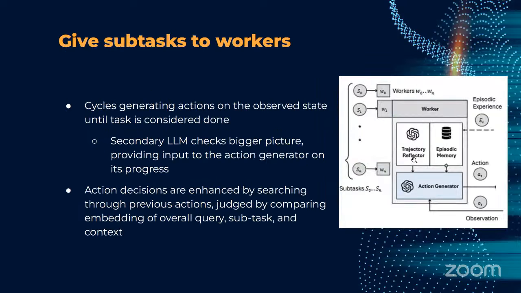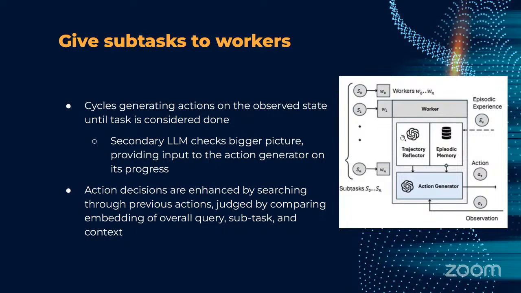The subtasks are then each handed to a worker in sequence. And a worker just cycles through actions on the observed state until a task is considered done. These action decisions are enhanced by searching through previous actions, which is this episodic memory. We can look at an embedding of the current query, subtask, and context, and look for any similarity to any previous subtask that was handled, and look for what sorts of actions succeeded or failed to achieve the subtask.